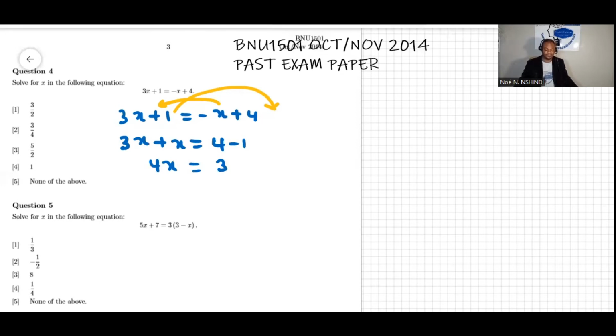Now, if I need to get the value of x, I will divide here by 4. And because I divide one side by 4, I must divide the other side by 4 to keep my equation balanced. So 4 will be simplified with 4, and then this will be x equal to 3 over 4. Now the correct alternative is alternative 2, 3/4.